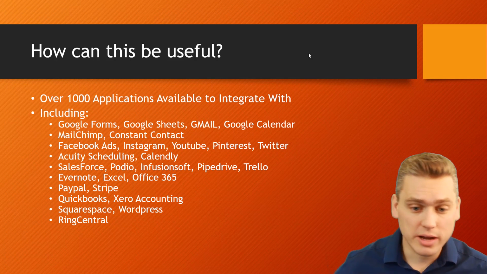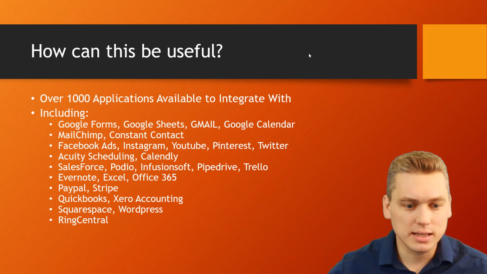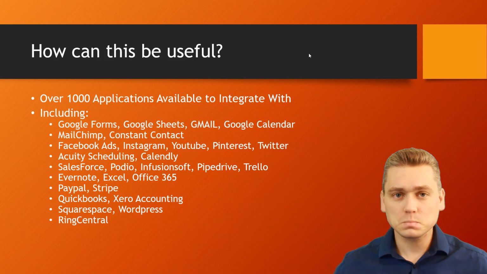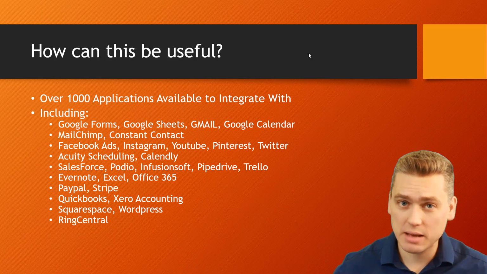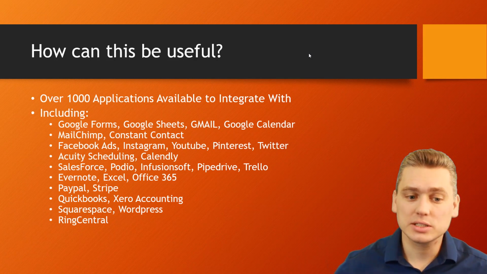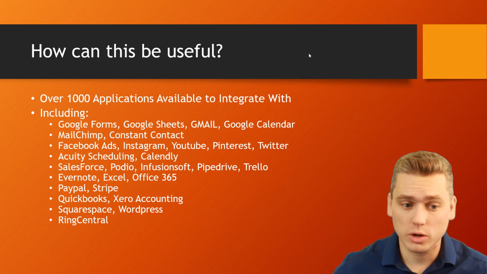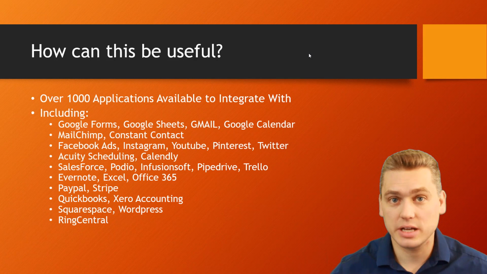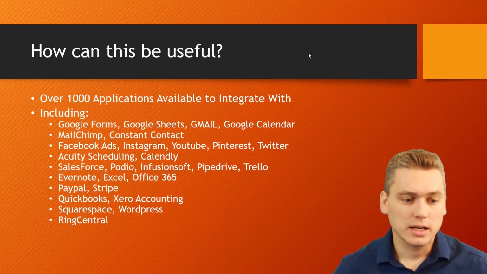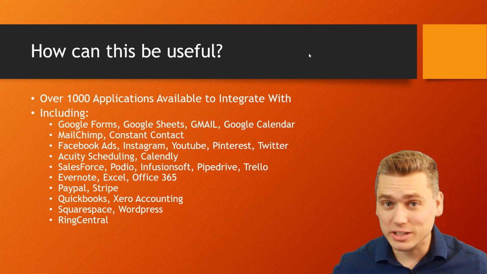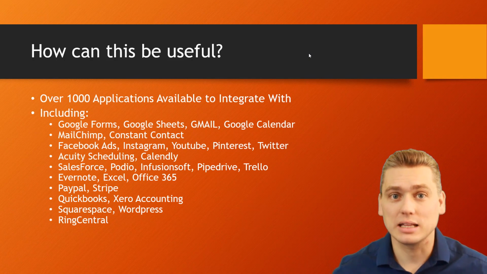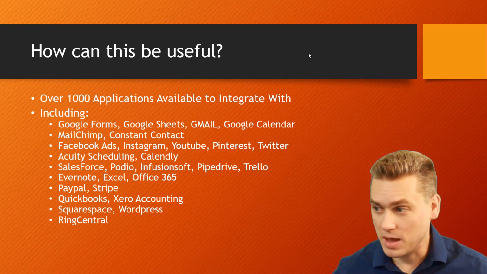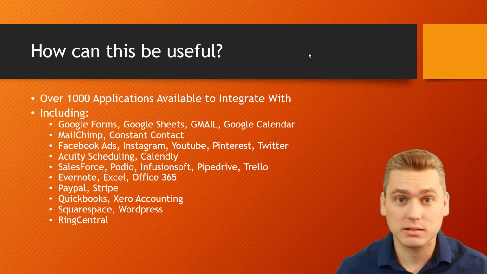Facebook ads, Instagram, YouTube, social media. LinkedIn is one that works with it as well. So if you do any social media campaigns to find new leads that might want to hire you for work, you can automate those processes because those things have Zapier integrations. If we're talking about scheduling appointments and you have an app for doing that, like Acuity Scheduling, that works with Zapier, so you can plug it into PrimaFacie.